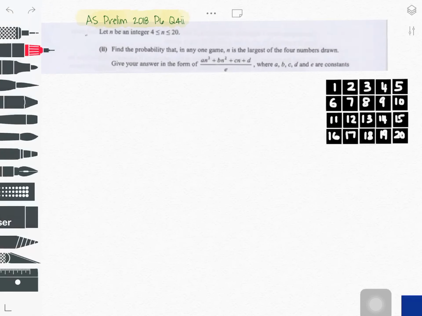Let's read the question. N seems to be an integer, and the n is starting with 4. Is there any specific reason for it to start with a 4? Okay, I have to read the question in order to find out. What are they asking us to find? Probability. Probability of what? Probability that n is the largest of the 4 numbers drawn. It seems n has to be the biggest of the 4 numbers drawn in any one game.